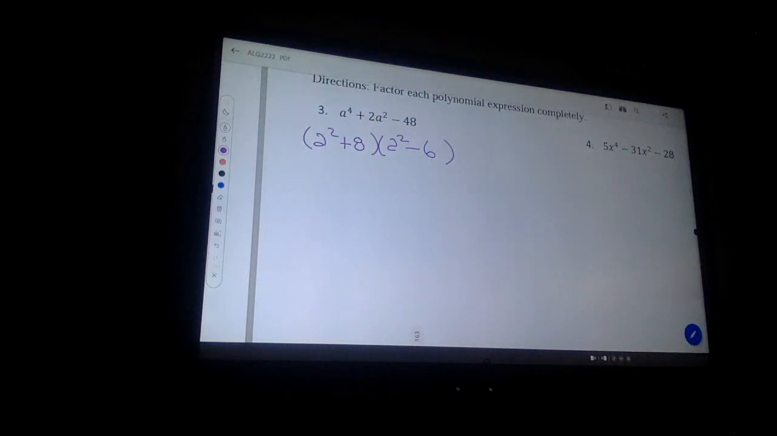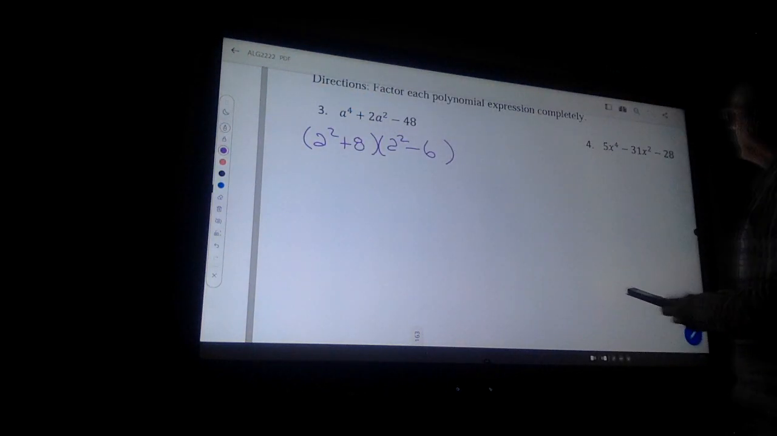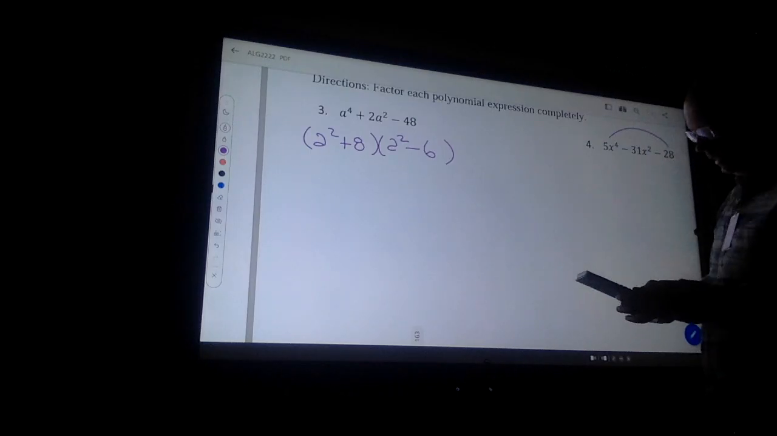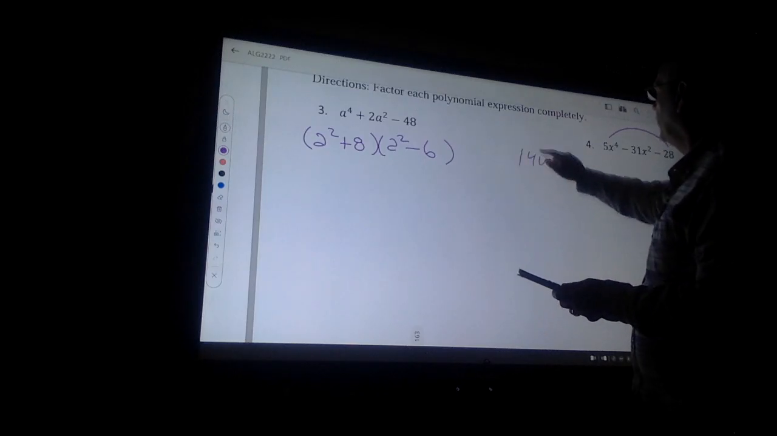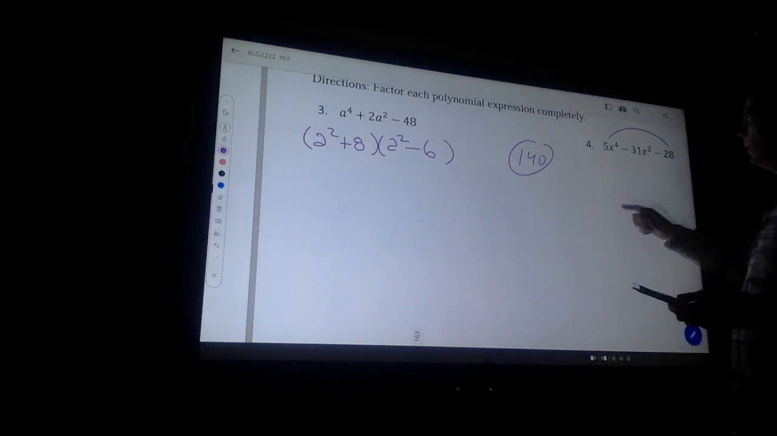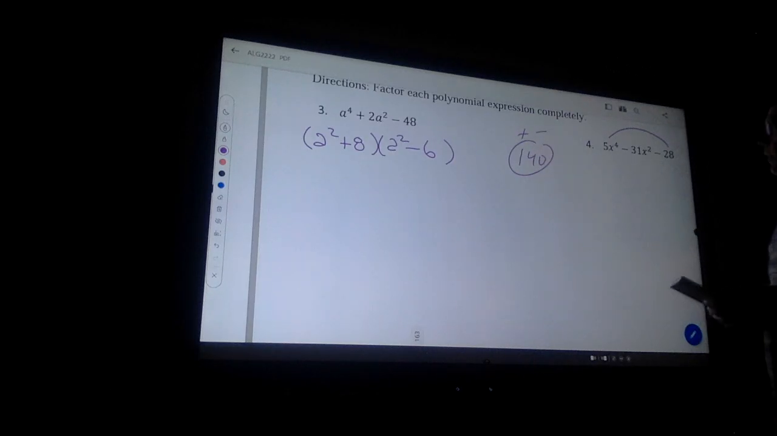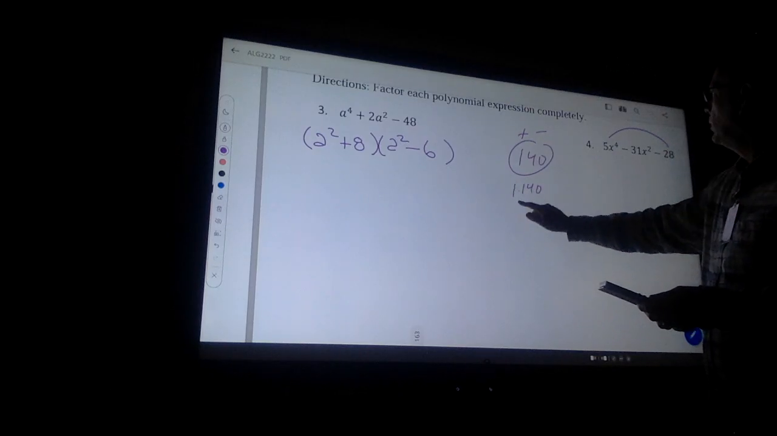For number 4, I'm going to factor it like normal. If I multiply those together, I get negative 28. So that's going to give me 140. Need to figure out, and one's going to be positive, one's going to be negative, what adds up to 31. So 1 and 140, 2 and 70.